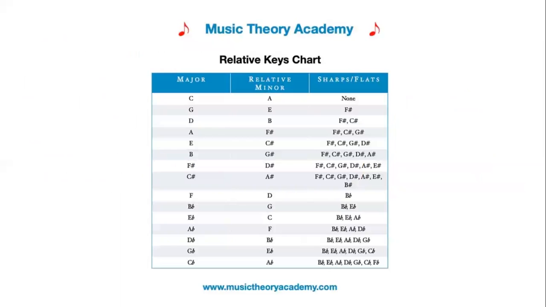So here's a diagram showing the relative keys. So we can take, for example, C major is relative to A minor. 3 half steps down from C is A, and so its relative minor is A minor. With 3 half steps up from A is C, so its relative major is C major. Using what we learned from the previous slide, both have the same key signature, which is no sharps and flats, and this goes for pretty much any other key.